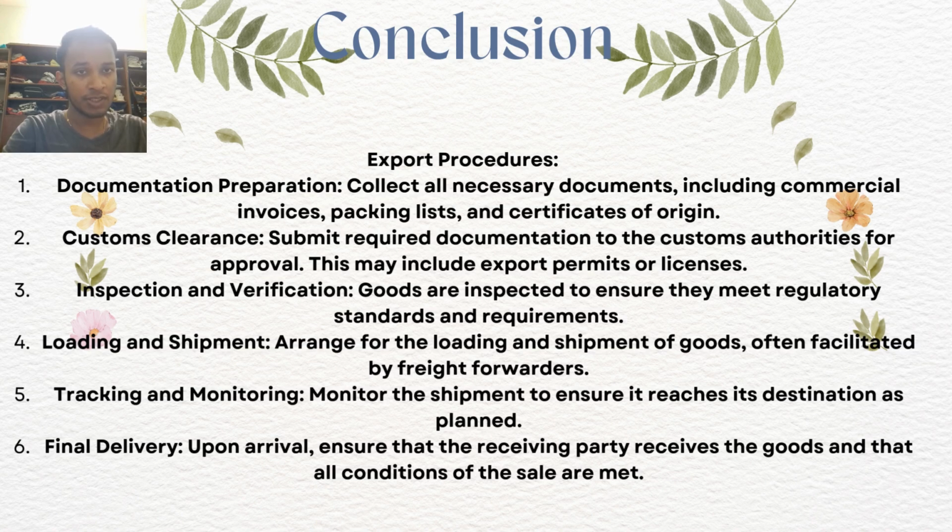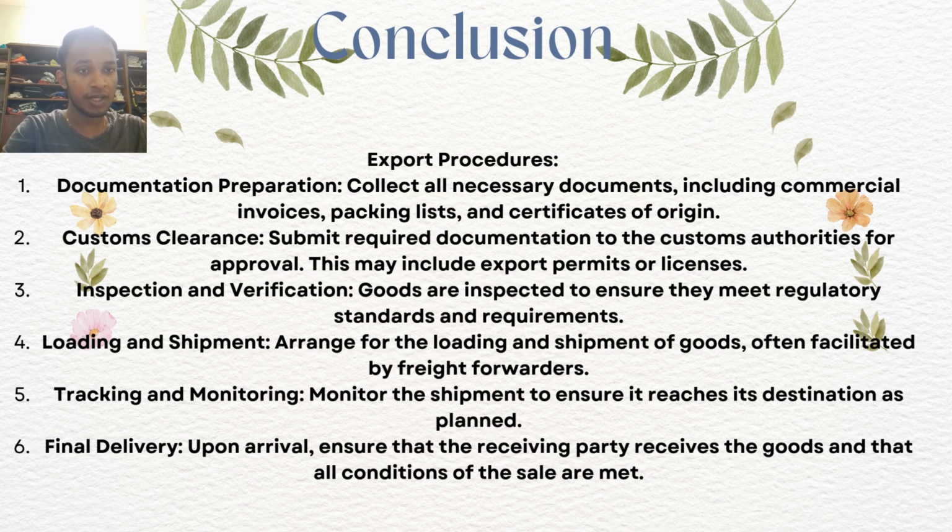First is export procedures. Document preparation. Collect all necessary documents including commercial invoices, packing lists, and certificates of origin. Second is customs clearance. Submit required documentation to the customs authorities for approval. This may include export permits and licenses. Third is inspection and verification. Goods are inspected to ensure they meet regulatory standard requirements.